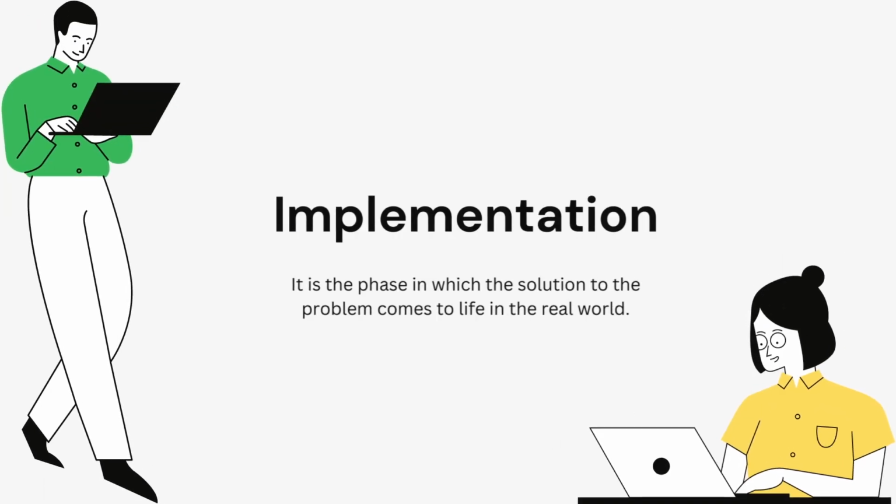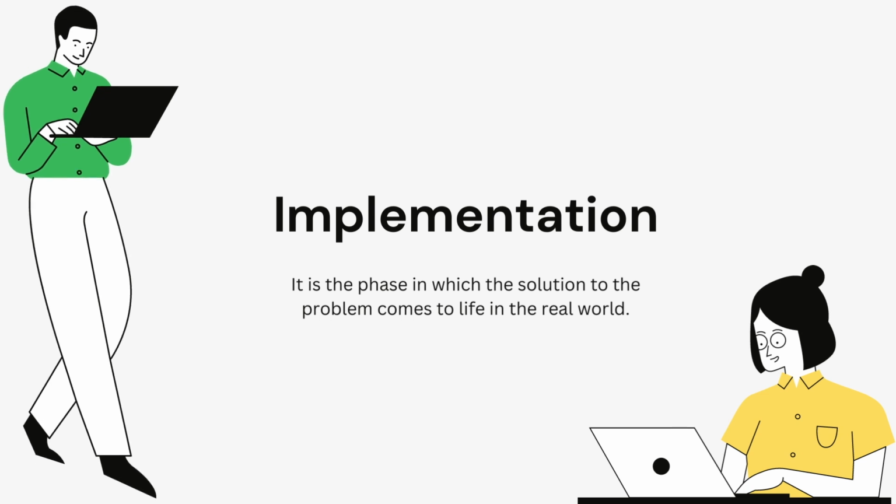The implementation stage is the final stage of design thinking. It is the phase in which the solution to the problem comes to life in the real world. It involves considering factors like resources and timelines to implement it in our education system.